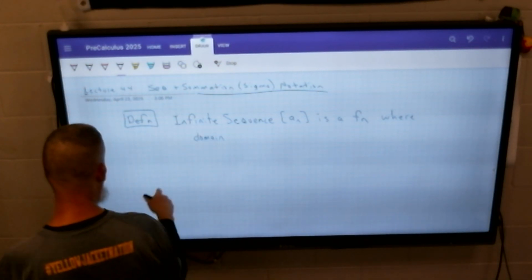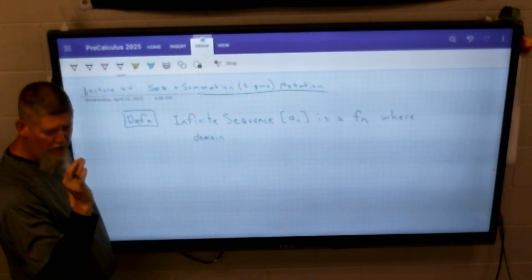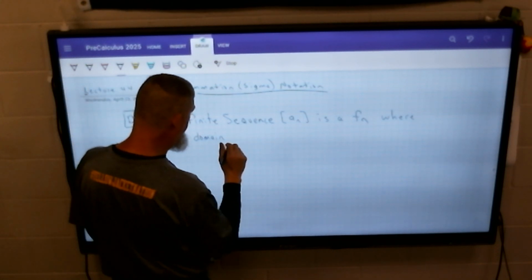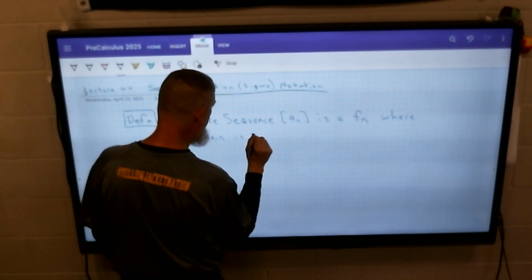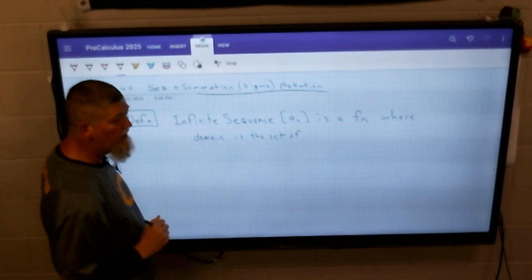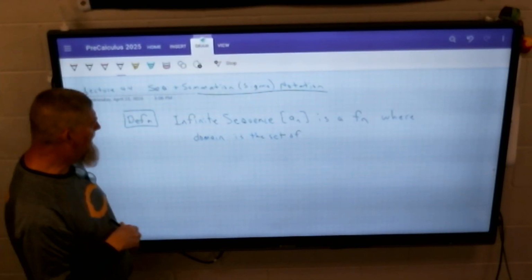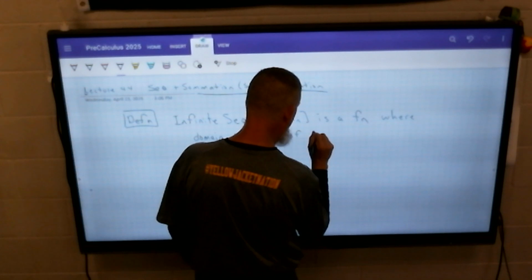So an infinite sequence is a function where the domain, that means everything we put into it, is the set of positive integers. And we are recording for people who are actually here. So, domain is the set of positive integers.